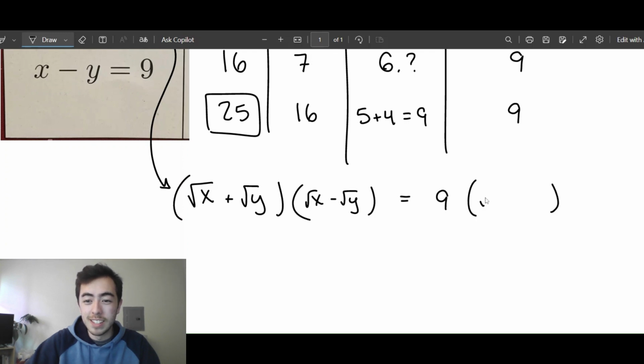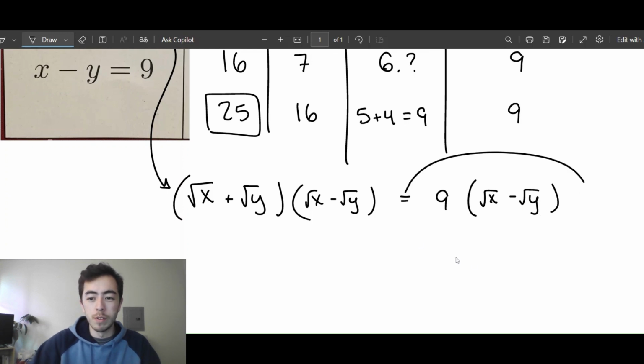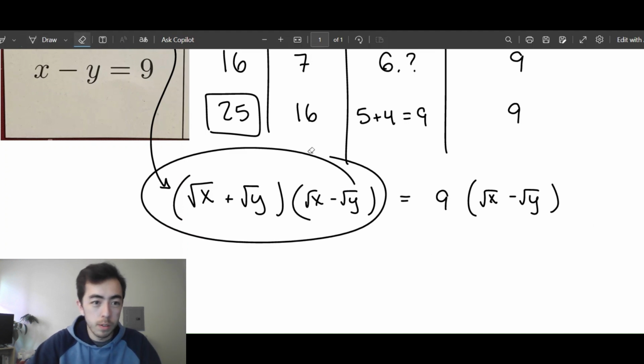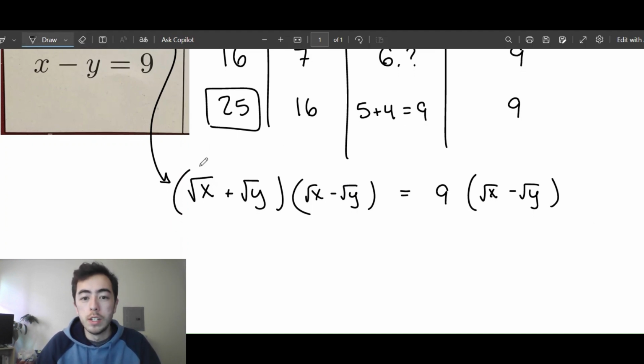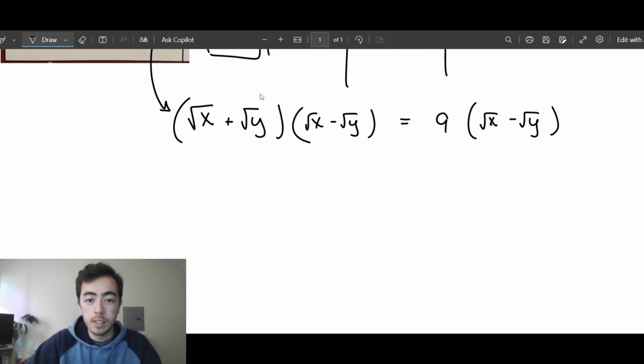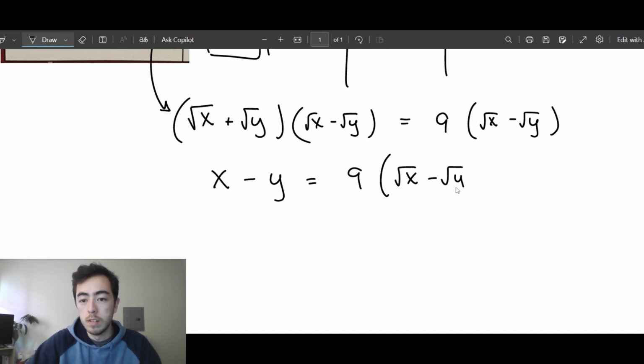It's a little bit silly to do this, I suppose, because all I'm really doing is moving the roots over here. And maybe it looks weirdly complex over here, but my goal was to simplify the left side. Just distributing everything, root x times root x is just x. Then I'll get a minus root xy, and then plus a root xy. So these middle terms cancel out when I'm doing all the distribution. And so I'm just left with x minus y is equal to 9 times root x minus root y.